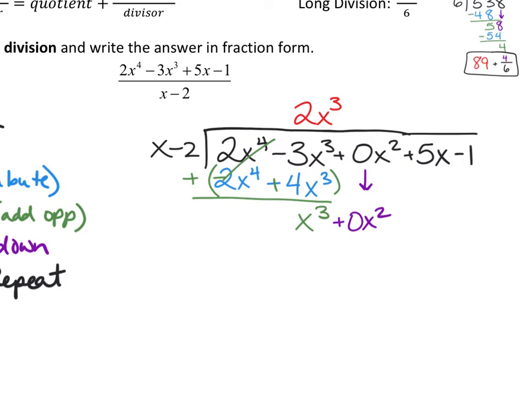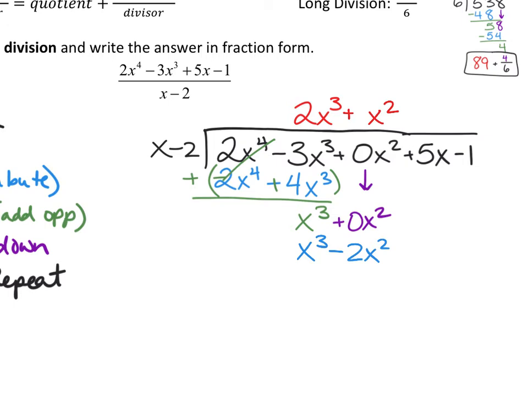Then we repeat. You're dividing only the first term by the first term. What is x cubed divided by x? X squared. Okay. Now I multiply that term by the binomial. X squared times x is x cubed, and x squared times negative 2 is negative 2x squared. Again, I am taking this number and multiplying it by these two, distributing it to both.